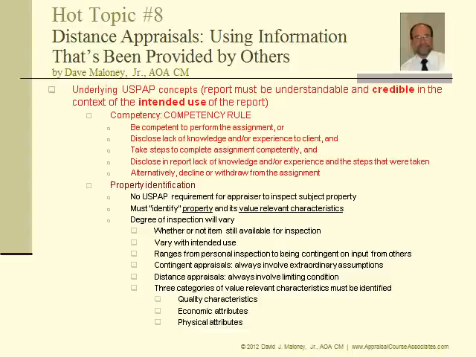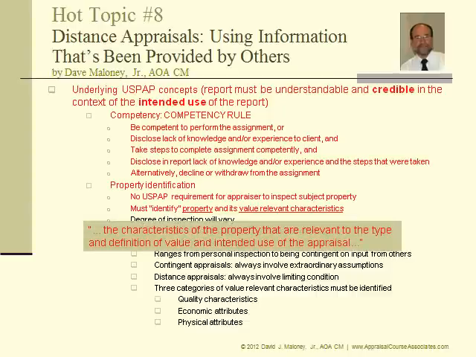Regarding property identification, it might come as a surprise to many, but USPAP does not require that the appraiser personally inspect the subject property. Instead, USPAP's Standard 7 requires that the appraiser identify the property as well as the characteristics of the property that are relevant to the type and definition of value and intended use of the appraisal. Note the focus on identifying value-relevant characteristics and not on personally inspecting the property.